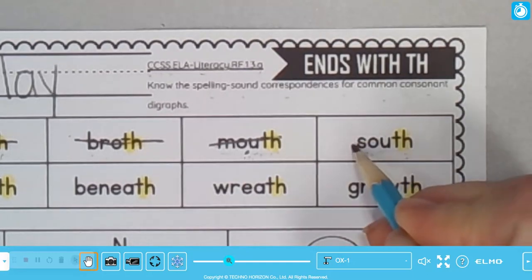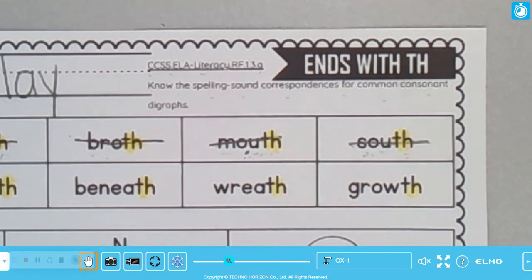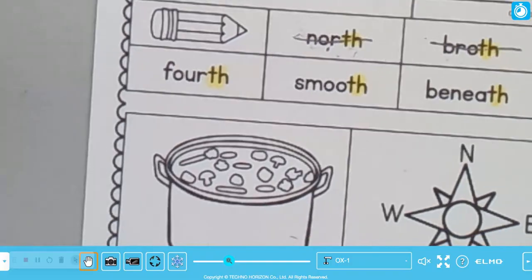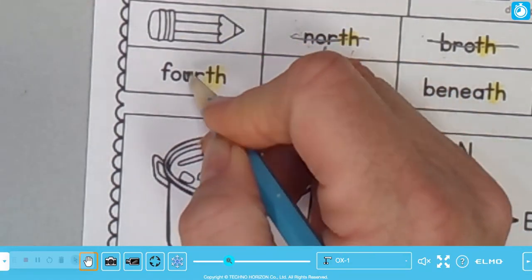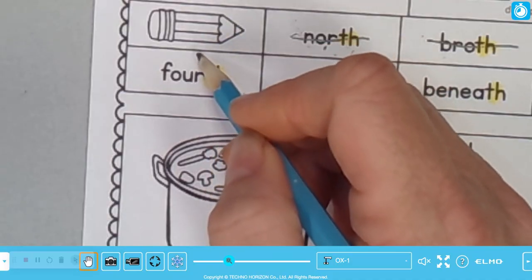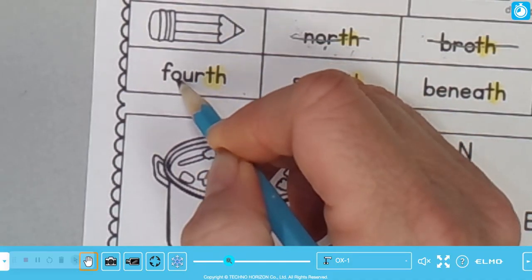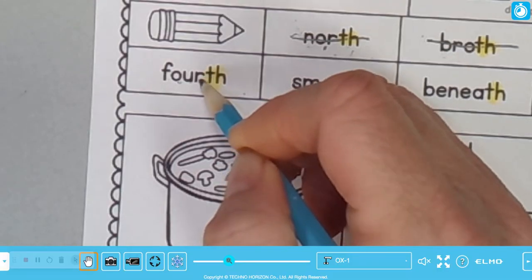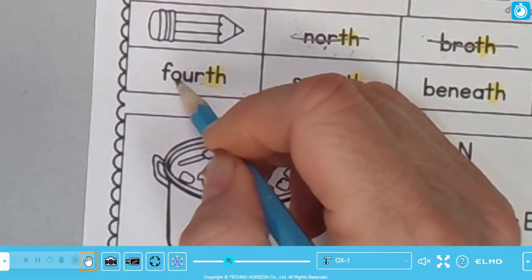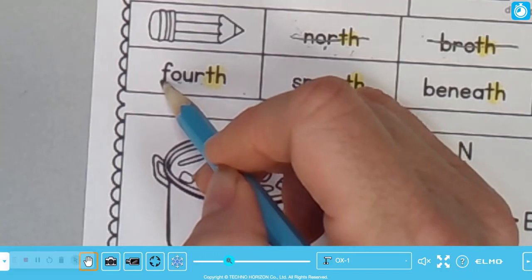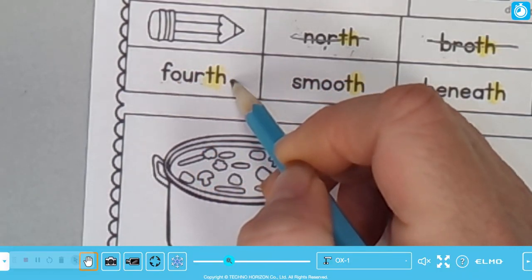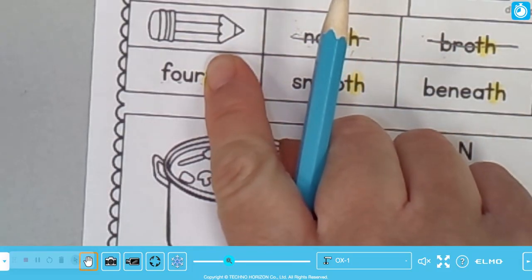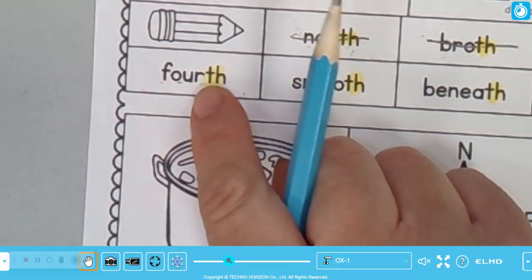Okay, so go up here to the top and cross out the word south because we finished with it. Okay, and let's go over to this word. Now, usually the OU has the OW sound, but in this case it does not. It has the O sound, or. So it's going to go f, or, fourth. Because there's the number 4, and there's the fourth.